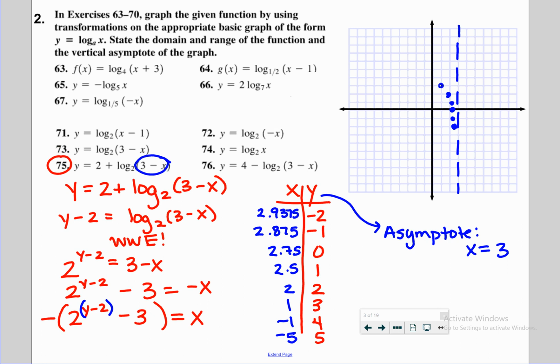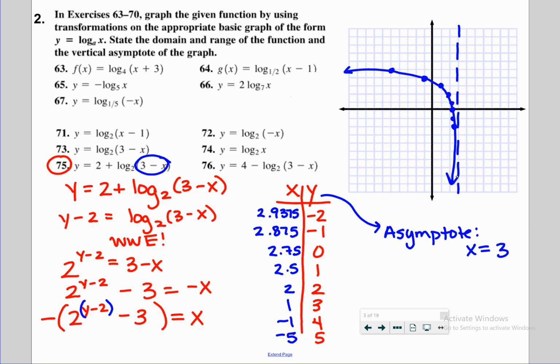1, 3, -1, 4, -5, 5. You just got to be careful when you're plotting those because our table's backwards from what we're used to. But it's going to look something like that. Okay.